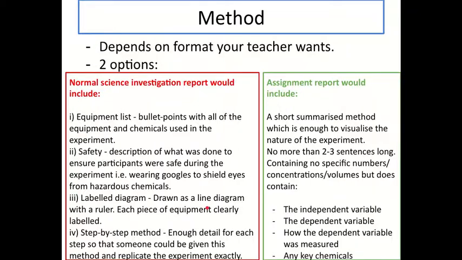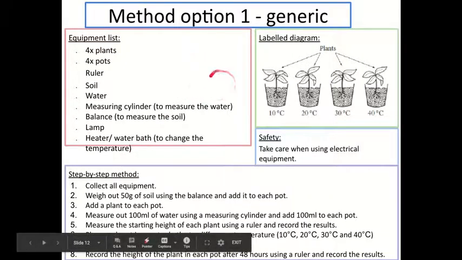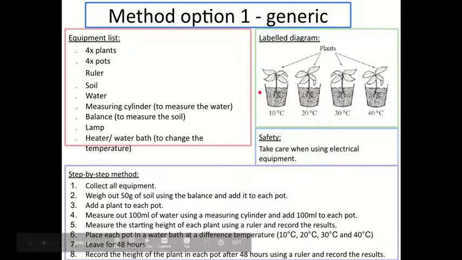So let's see this method section for an example experiment. Here you can see the 4 subsections I just discussed. The equipment list with all the chemicals and the pieces of apparatus, including in this example measuring cylinders to measure the water, lamps, balances, etc. The labelled diagram over here details the temperatures and is really, really simple. The only thing I would say is missing from this example is I would have labelled the mass of the soil, the plant type, and the volume of water if these were kept the same in my experiment.